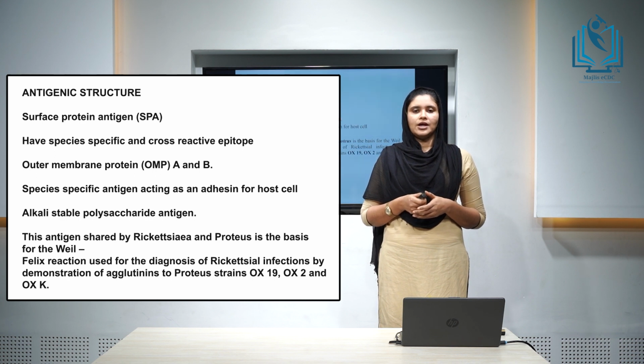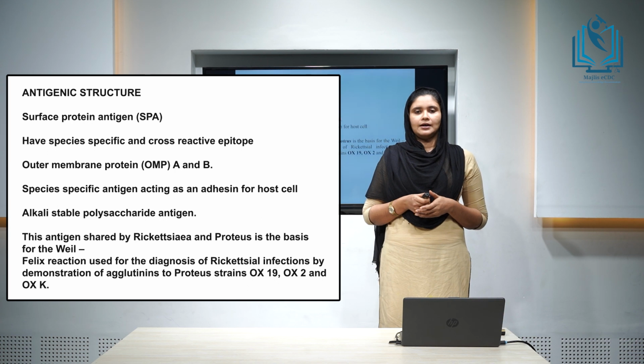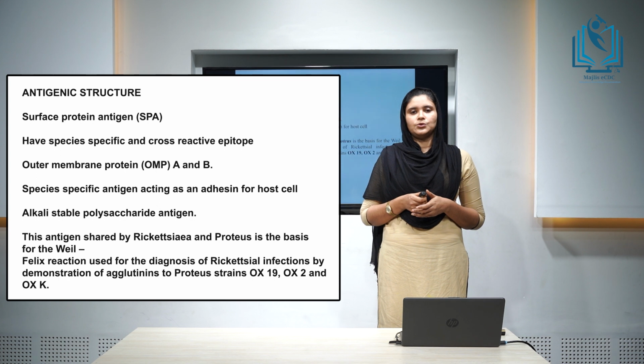And the second type of antigen is outer membrane protein. They are of two types, A and B. They are species specific and needed for the adhesion of Rickettsial species to the host body. Then the third one is alkali stable polysaccharide antigen. They are the important antigen present in the Rickettsial species. This antigen is shared by Rickettsia as well as Proteus species, like Proteus mirabilis and vulgaris. That is the basic principle of Weil-Felix reaction that is used for the diagnosis of Rickettsial infection.